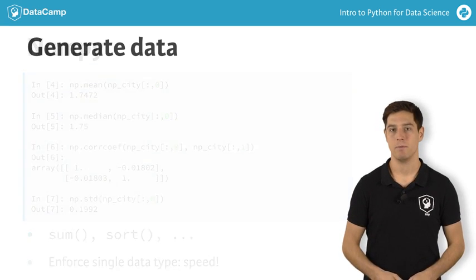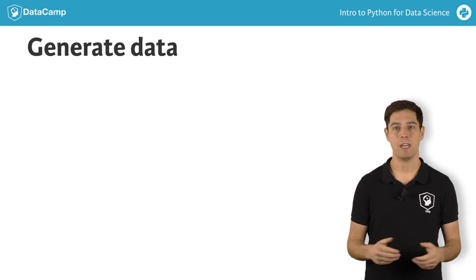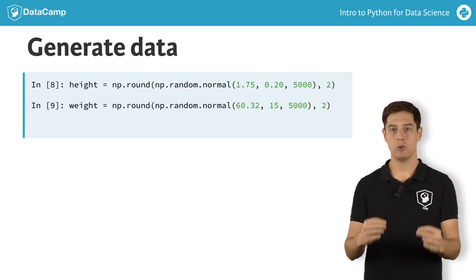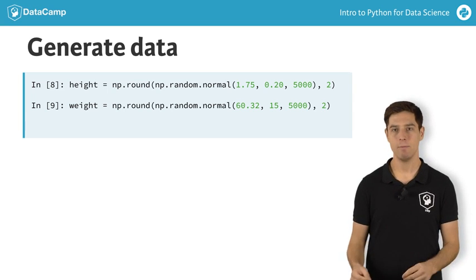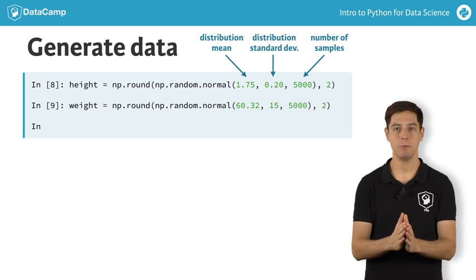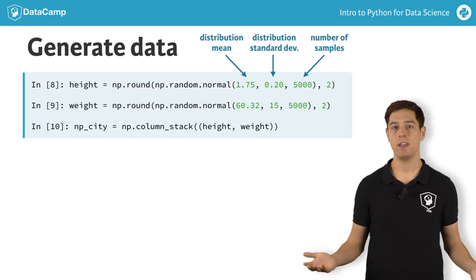Just a side note here. If you're wondering how I came up with the data in this video, I simulated it with NumPy functions. I sampled two random distributions 5,000 times to create a height and weight array, and then used column_stack to paste them together as two columns. Another thing that NumPy can do.